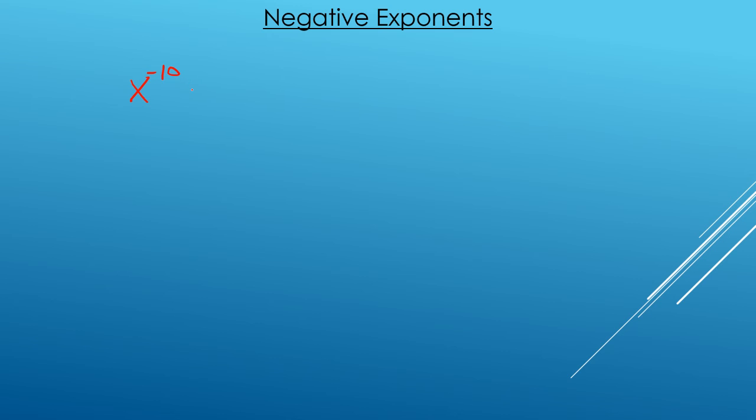Here's what I want to show you first, and then I'll show you generically for all numbers. If we had x to the negative 10, this converts to 1 over x to the 10. If you have a base being raised to a negative power, you're going to flip it. You change positions and put it at the bottom of a fraction, 1 over the base to the positive of that exponent. Notice that it's no longer a negative exponent.